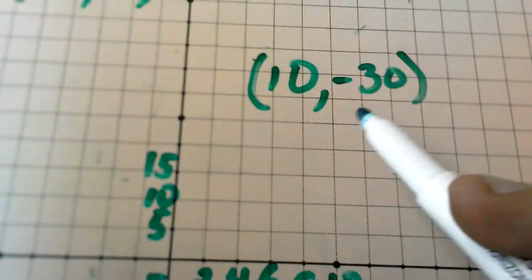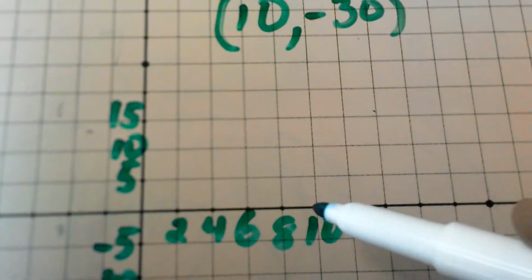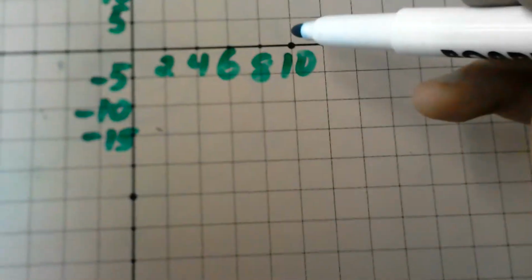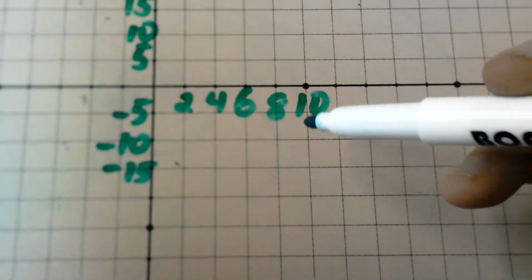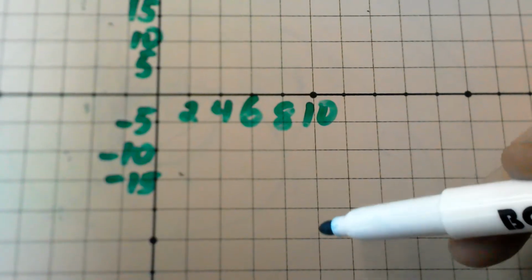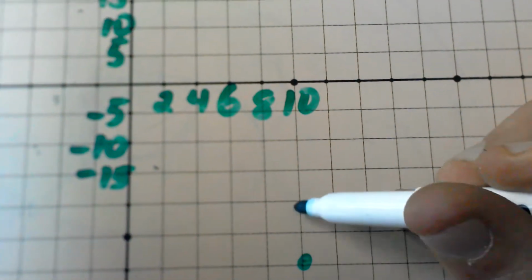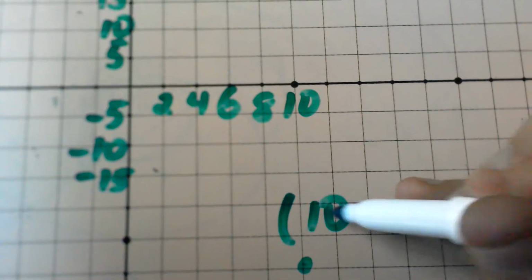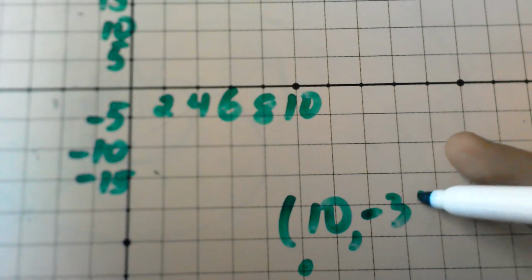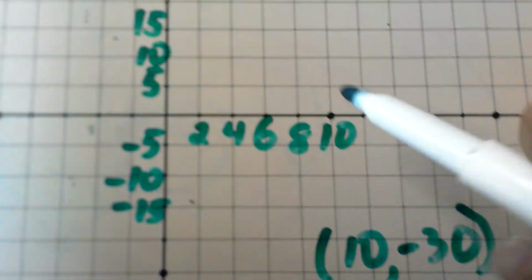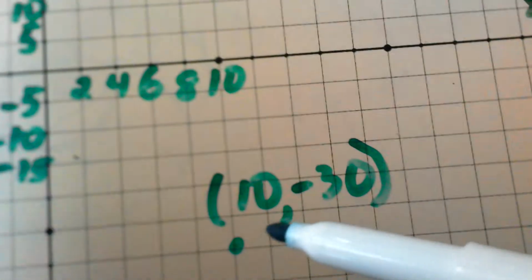So here, starting at my origin, I'm counting by 2s until I get to 10, and then I'm counting by 5s as I go down. So that's 5, 10, 15, 20, 25, 30 is going to go right there. And that is the point 10, -30. Choosing an appropriate scale is going to be able to help you graph this point.